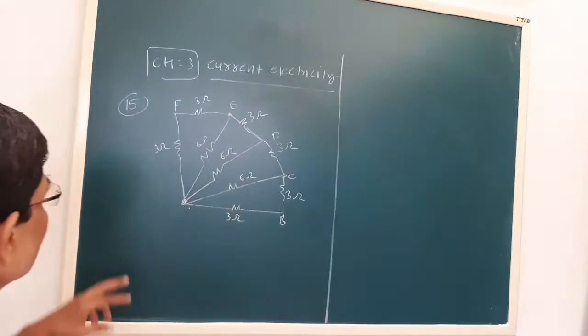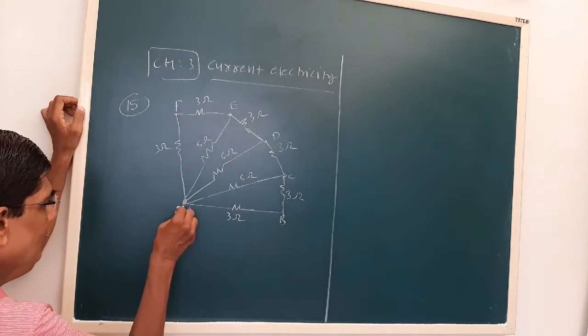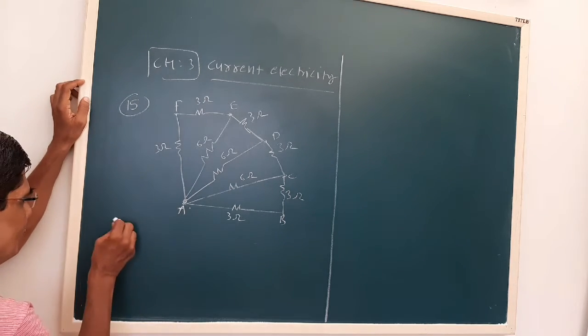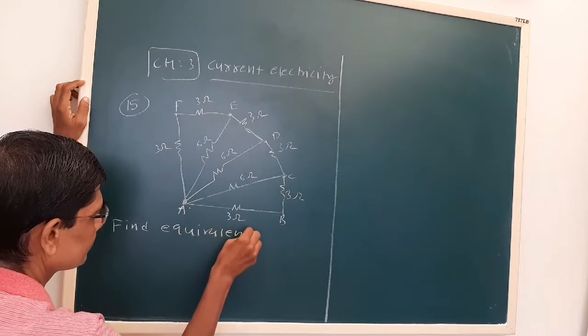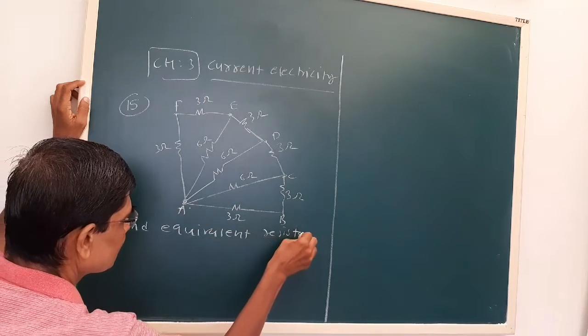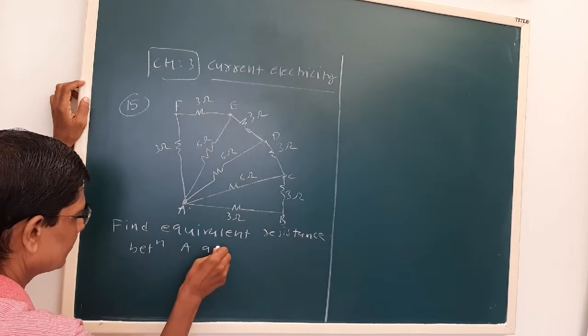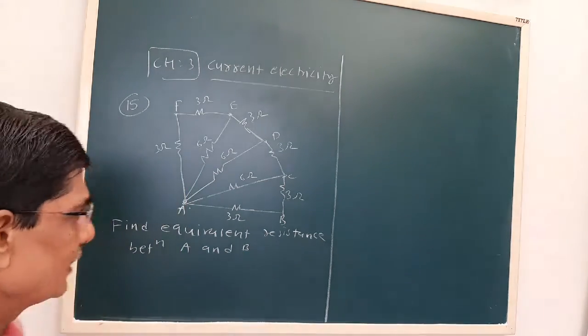So now see our MCQ number 15. The network is given like this. We have to find the equivalent resistance between A and B. Now we have to simplify this network.